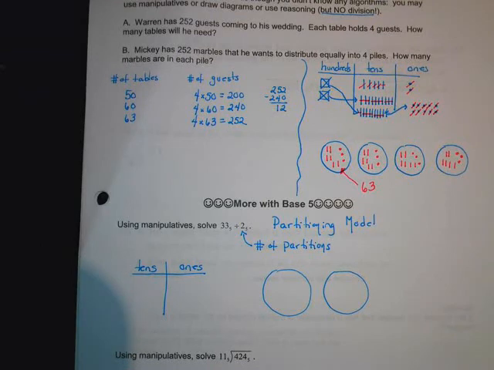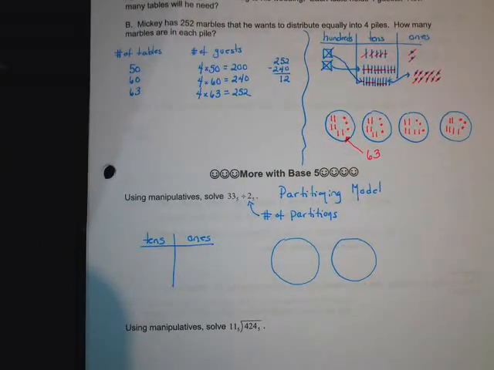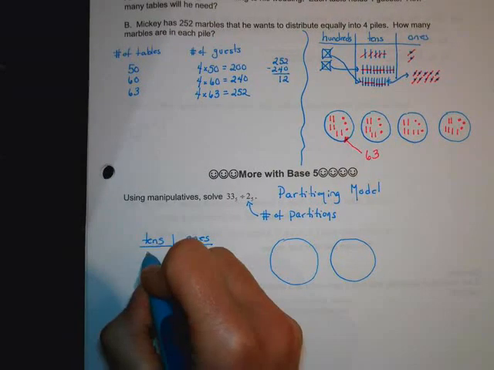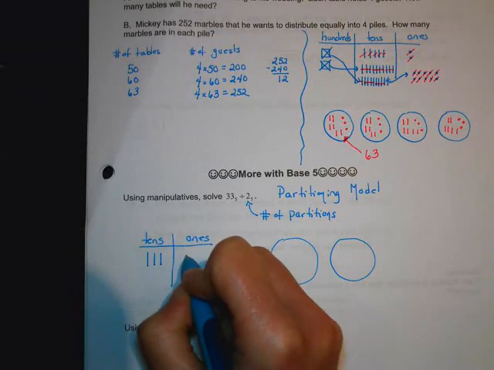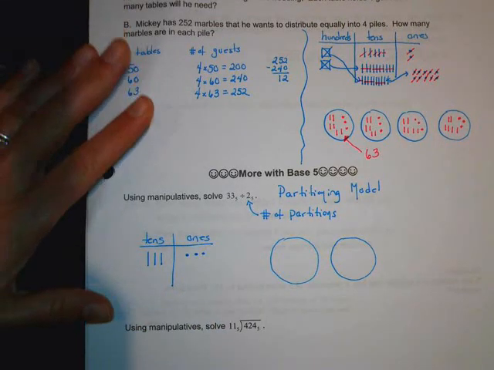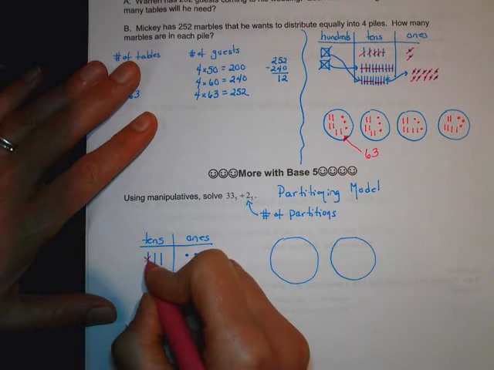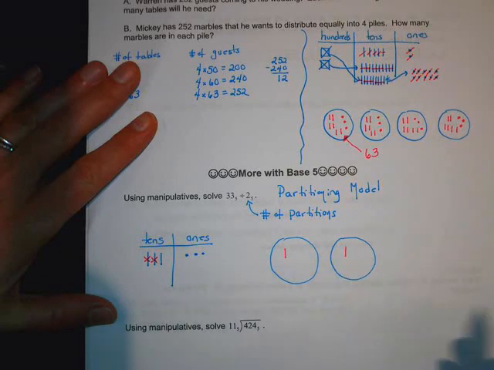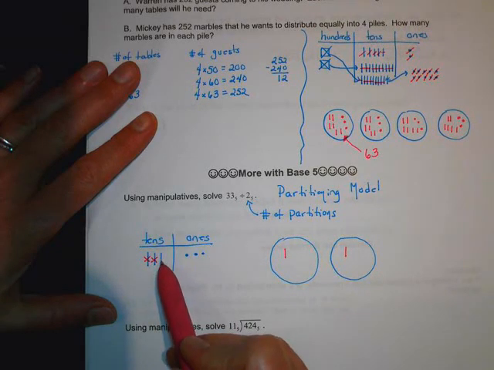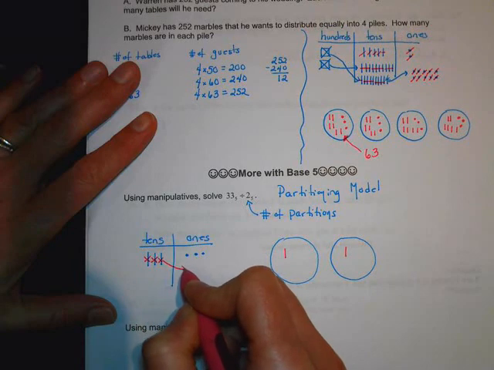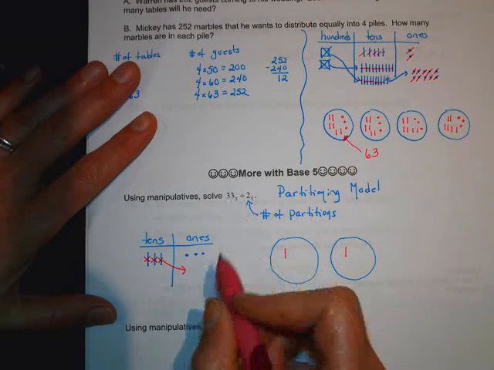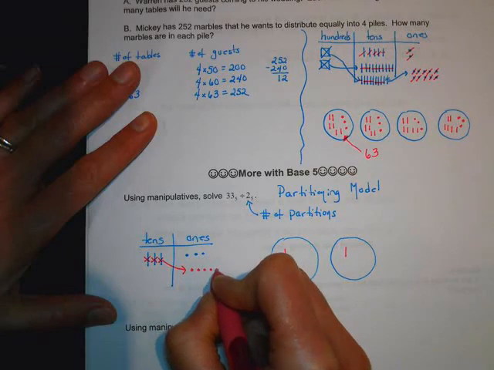Alright, so take your time. I'll give you a second to catch up with that and draw out your 33. So we have 3 10s and 3 singles. So it looks like everyone can get a 10, right? You get 1 and you get 1. And I can't do anything with this guy, so I'm going to break it apart. Now we're in base 5, so this has 5 singles in it.